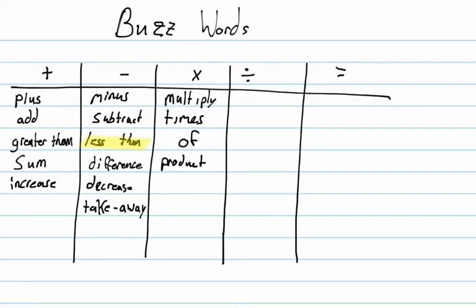The word of. The word of a lot of times means we're going to do an operation. Half of something means you're multiplying it by a half. 1/6 of something. Of can also mean divided. Again, half of something might mean you're dividing by 2.